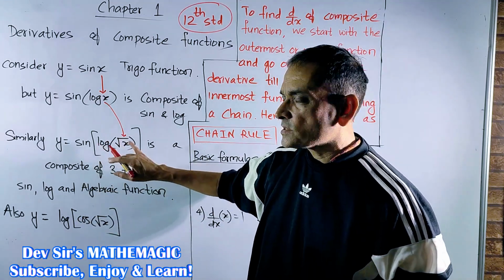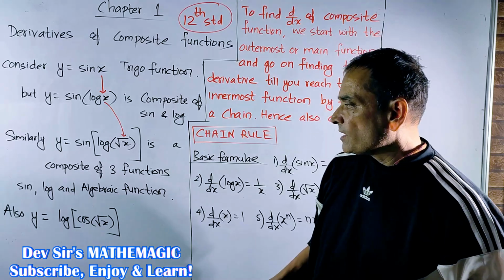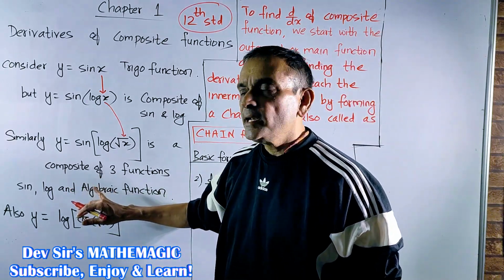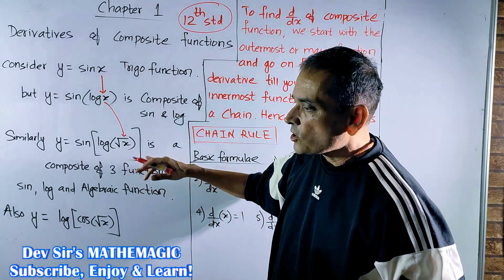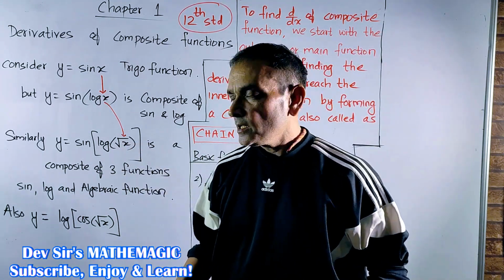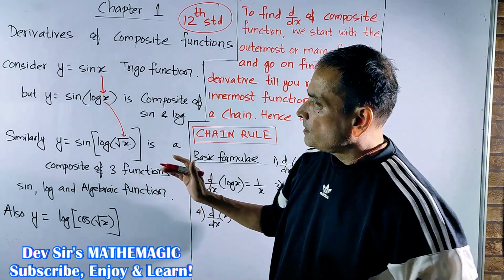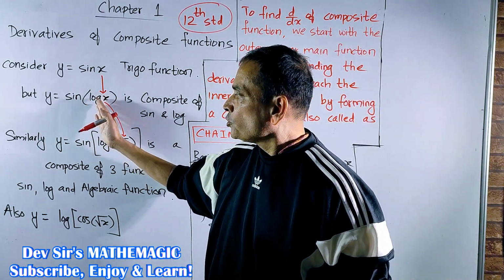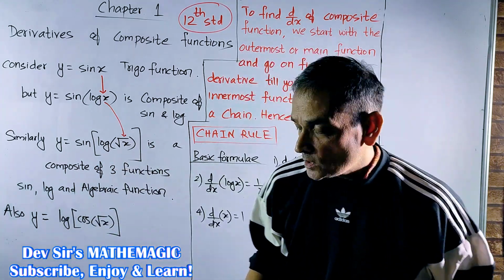Algebraic यानी root, square root, x squared, x raised to 3. Algebraic function. So it is a combination of sin, log, and algebraic function. It is called as a composite function. Clear? So sometimes composite function can be a combination of 2, can be a combination of 3, or more also.